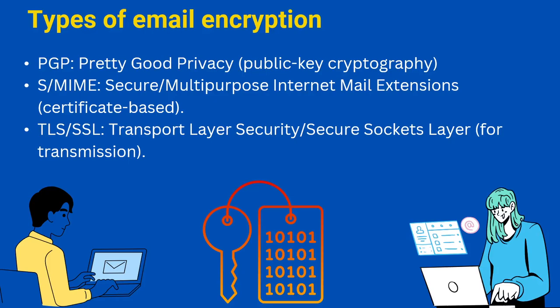There are a few types of email encryption available. First, PGP, which stands for Pretty Good Privacy. It uses what is called public key cryptography. Essentially it uses a pair of keys, a public key for encrypting and a private key for decrypting. This allows you to securely send emails to anyone even if you never exchanged keys before.